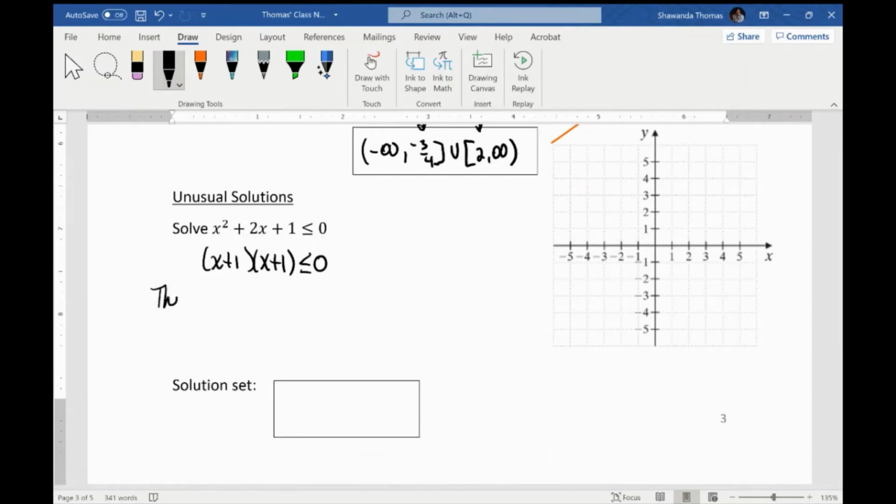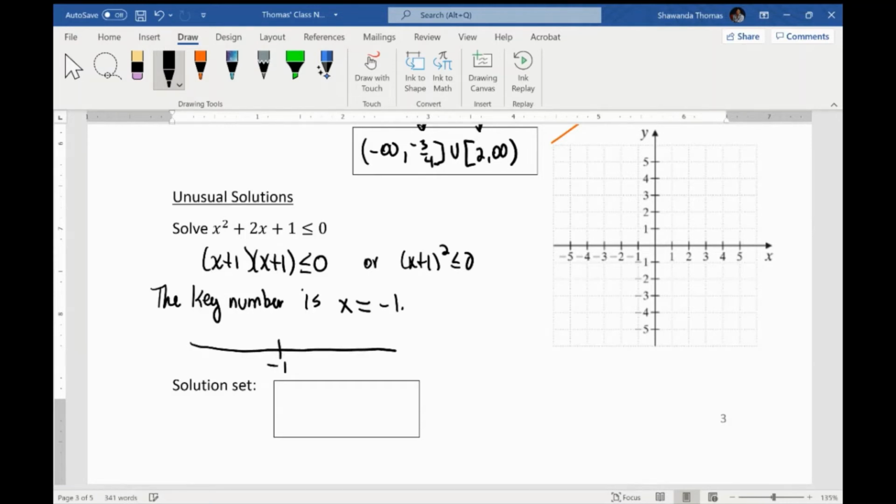That would tell us what the key numbers are. Or the key number in this case, because it's the same factor, right? It's the same factor. All right. Is x equals what? What is the zero? Negative 1. So how many intervals do we have to test?